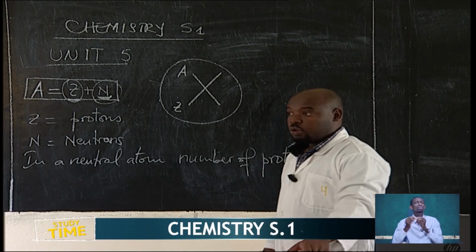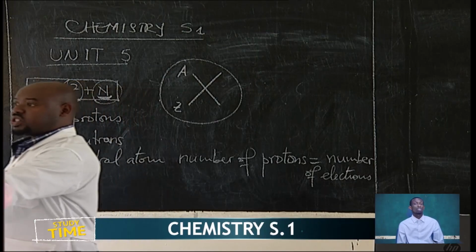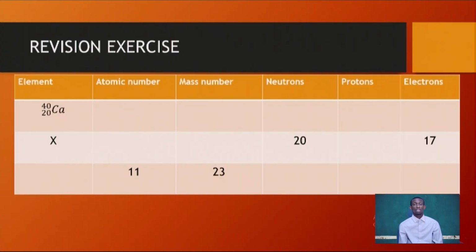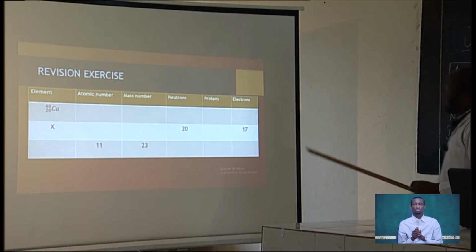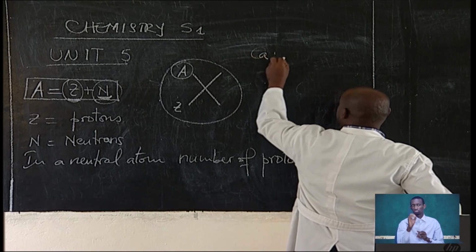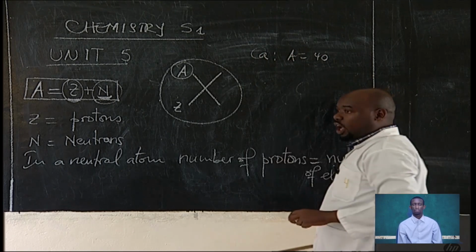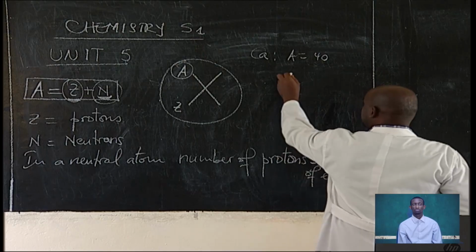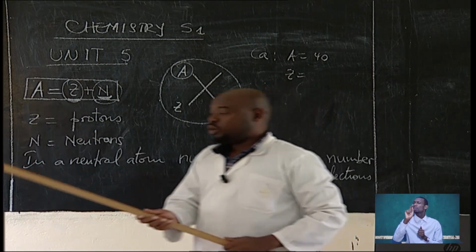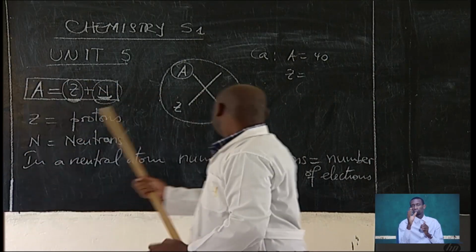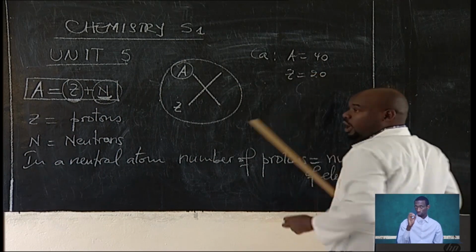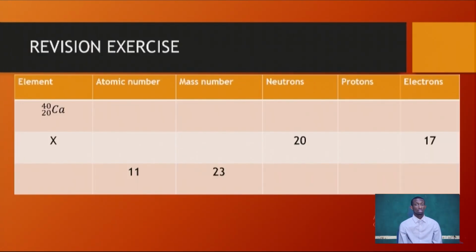So if we go to this question, we have calcium with 40 and 20. 40 is in the place of the mass number. So for this mass number here, we have 40. So for calcium, the mass number is 40. And for the same element, the atomic number, which is always down here, is equal to 20. So we have 20 here, the atomic number. And next, we have the answers for atomic number and mass number.